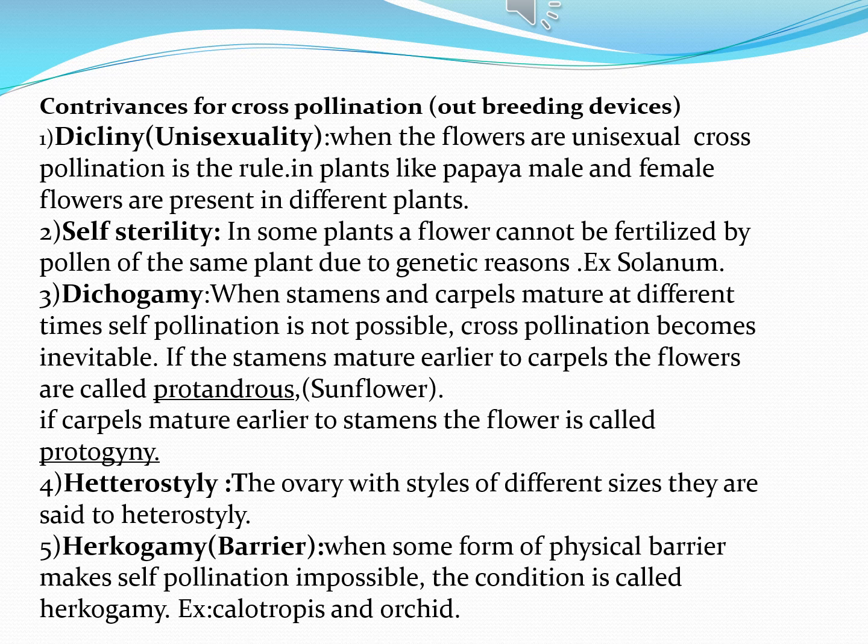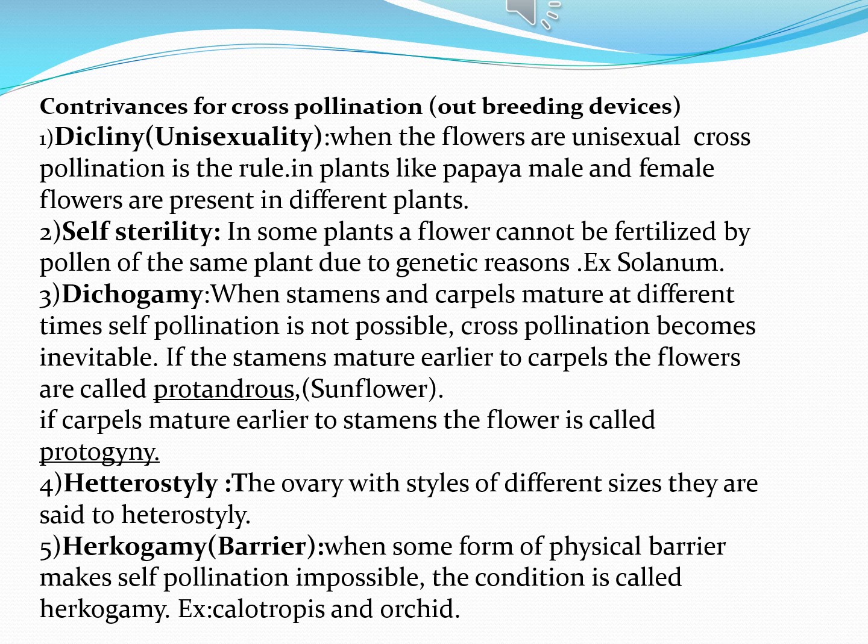In this slide, we are going to discuss the outbreeding devices or contrivances for cross-pollination. As we know, the majority of plants offer cross-pollination. To favor cross-pollination, they have developed some adaptations or skills, and that is what we call contrivances. What adaptations or skills the plant has developed to offer cross-pollination is what we are going to discuss here.